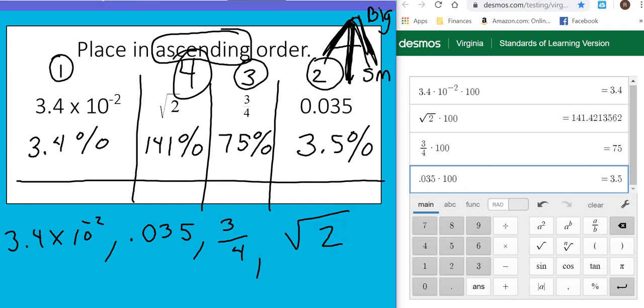Okay? Alright, always just be super careful when you're doing this. Take your time. Turn everything into a percent. That means multiply by 100. The only time you don't do that is if it is already a percent. Okay? You can do this, guys.